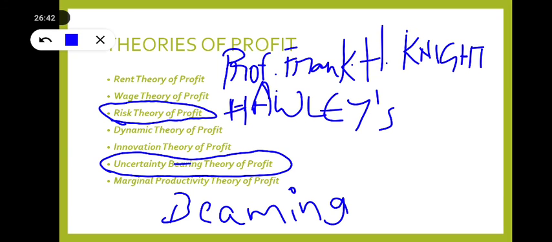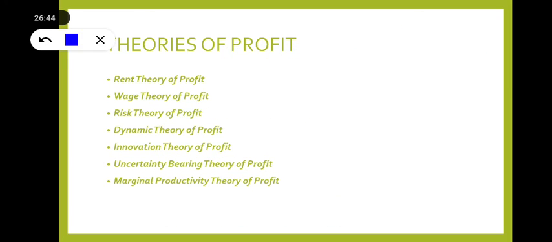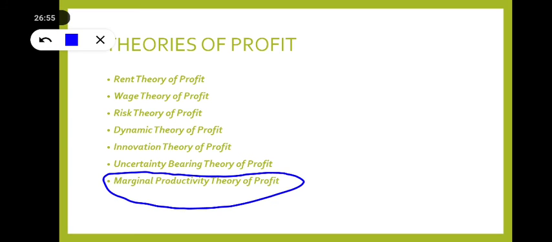And the next theory, and the last theory, is the marginal productivity theory of profit. The general theory of distribution is also applied to the factor entrepreneur, according to Professor Chapman. Profits are equal to the marginal worth.